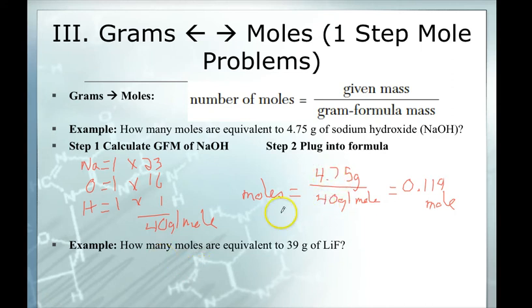All right, so if you look at the bottom one, I'm going to go through this quickly. So moles equals, we have 39 grams. The formula mass for this, I believe, is 26 grams in a mole. So we end up with 1.5 moles of LiF. And that is it for grams to moles and moles to grams.